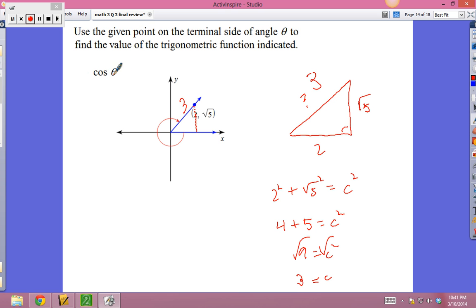Okay, now the cosine, again, is x over r. So my x is 2 and my r is 3. So 2/3.